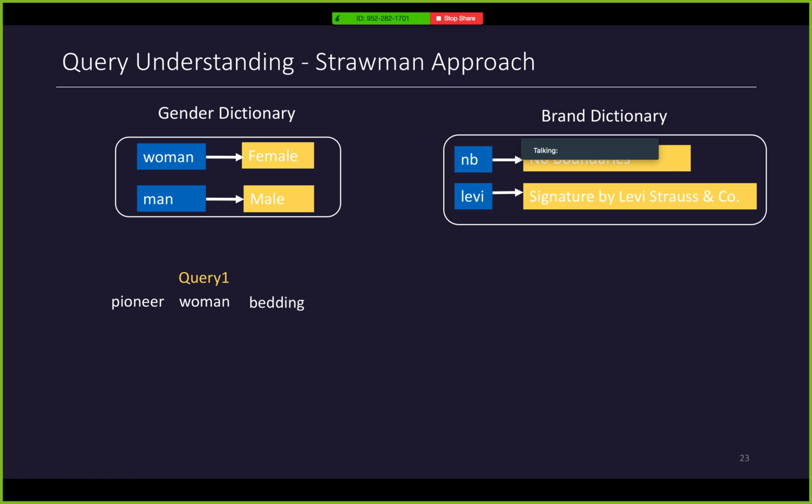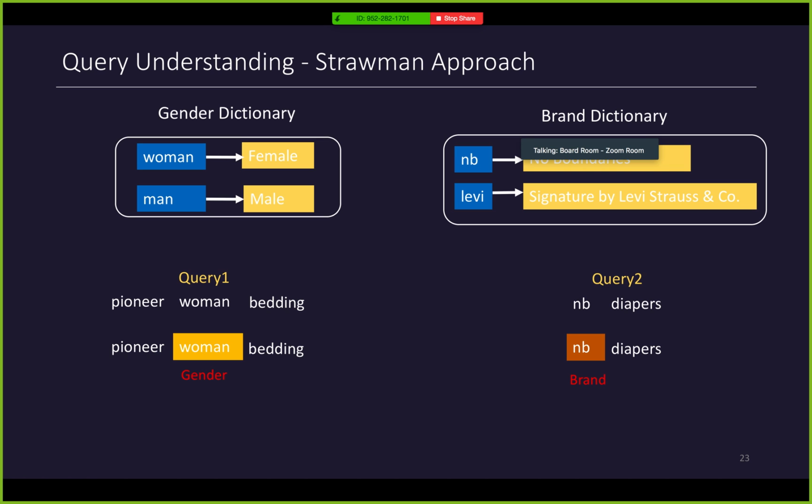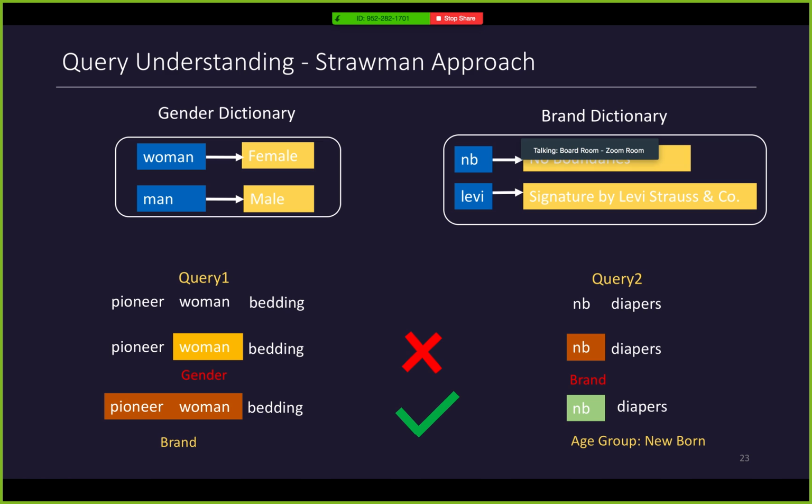The example is Pioneer Women Bedding. Now the women token is in the gender dictionary, so we call it a gender. Another example is NB diapers. NB is in the brand dictionary, so we call it a brand. But both of them are wrong, because Pioneer Women is a brand and NB is newborn, which is the age group. So the strawman approach has complexity. It cannot really resolve the ambiguity of the words.